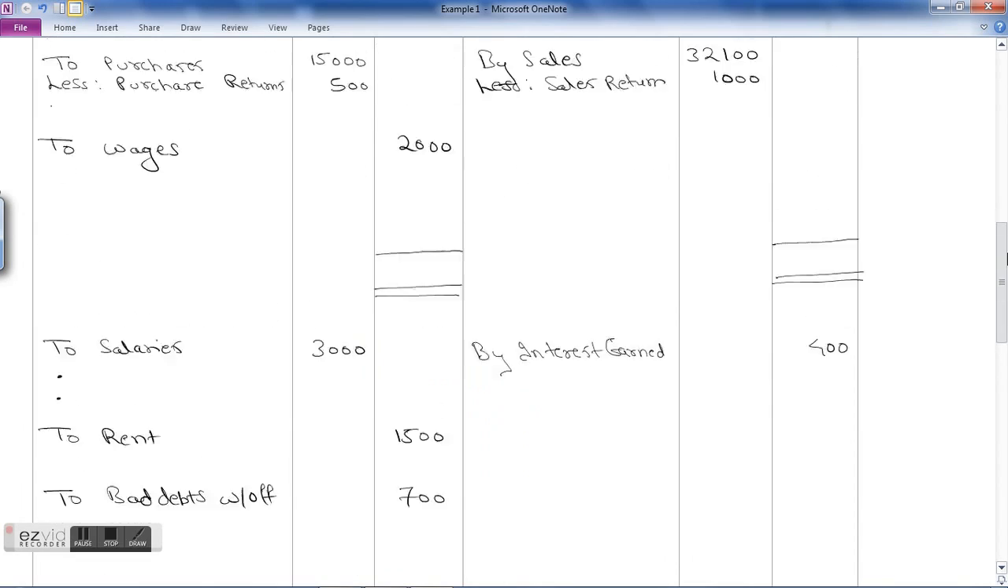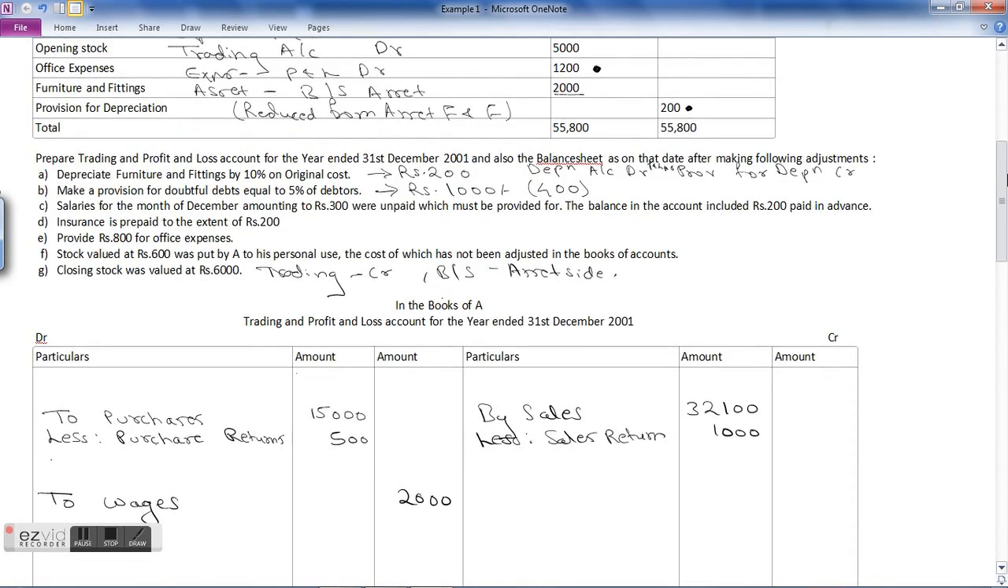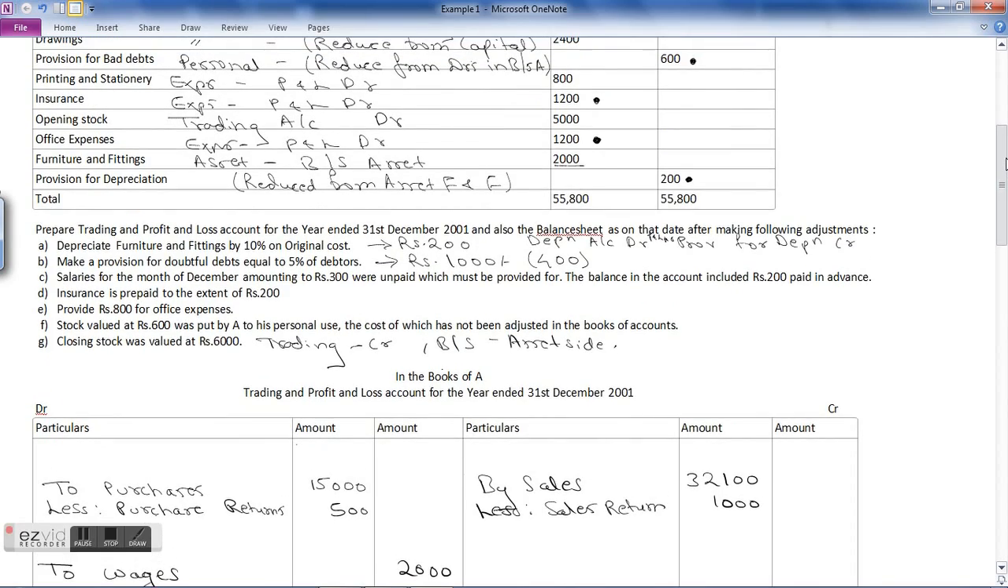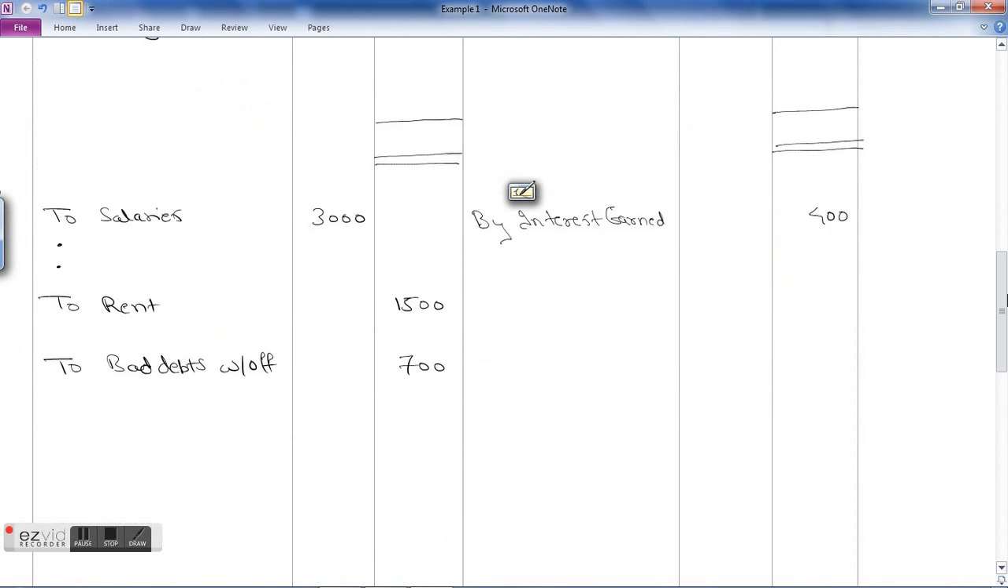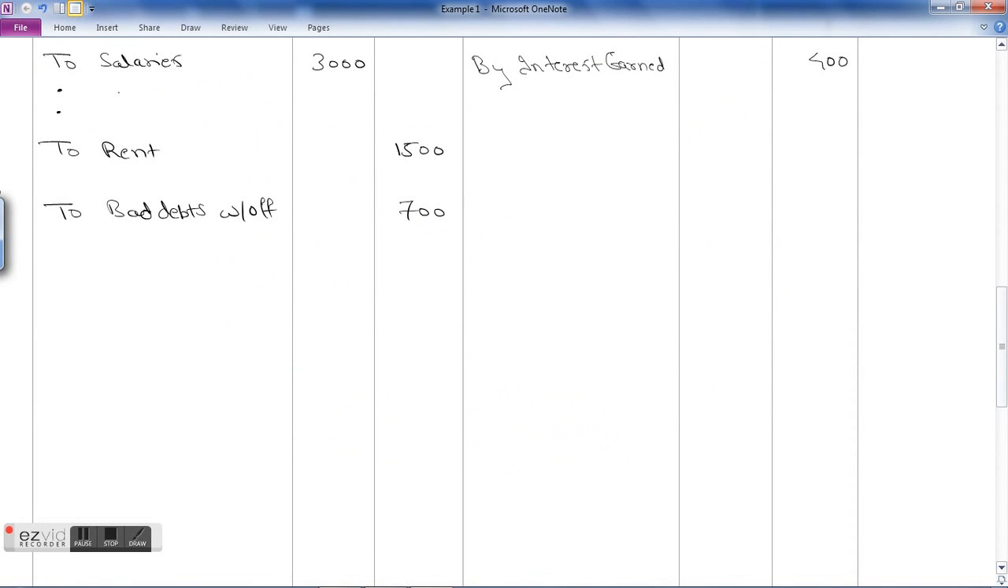Then the next is printing and stationery. Printing and stationery 800. Okay, there is no adjustment, so profit and loss account debit side, to printing and stationery, amount is 800.